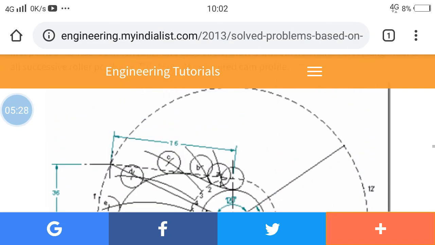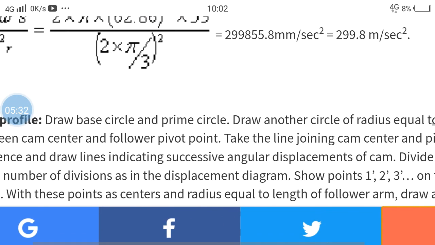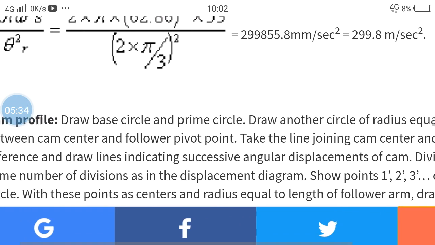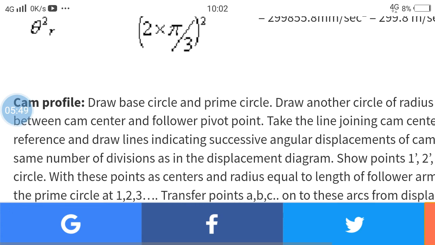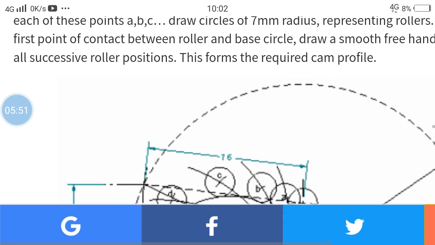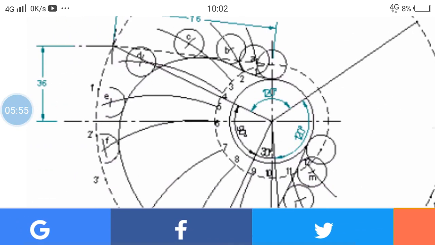Please go through the procedures given here, how to construct the cam profile. You will not have doubts in problems 1 and 5. If you have any doubts in the construction part of problem number 7, just message me. I'll clarify your doubts step by step. First go through this and try to construct it. If you are not getting it, I am going to explain it to you.